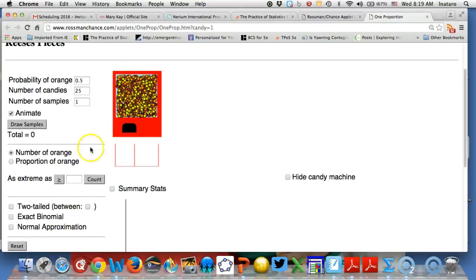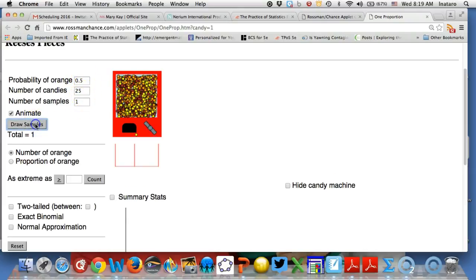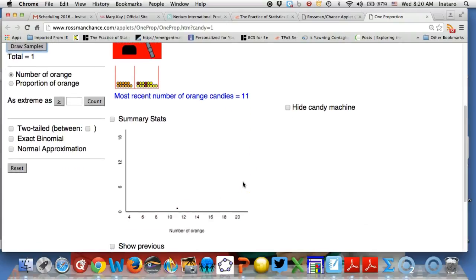But let's say that the probability of an orange candy is 50%, and let's say I take one sample of 25. So you can see the candy is coming out, and we've got some orange and some that are not orange. So here we had 11 out of the 25, right? And that's showing that not as a percent, but as the actual number of orange. You can change this to proportion, and notice it changes it to a proportion.